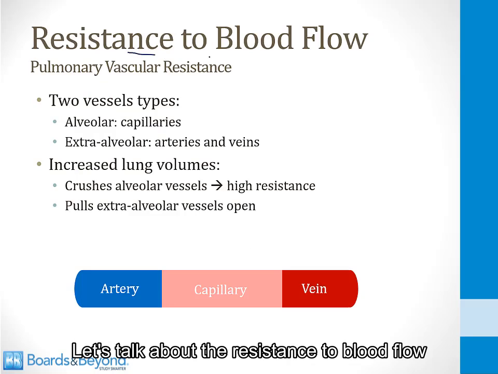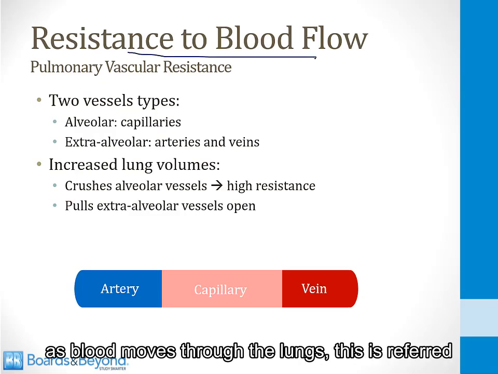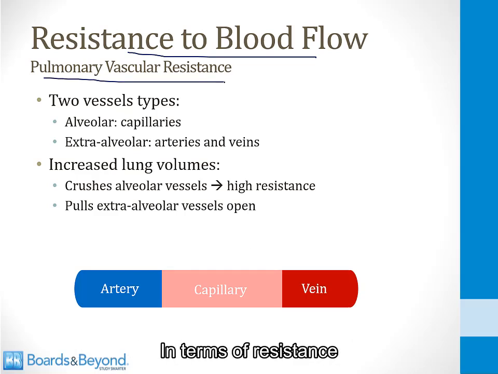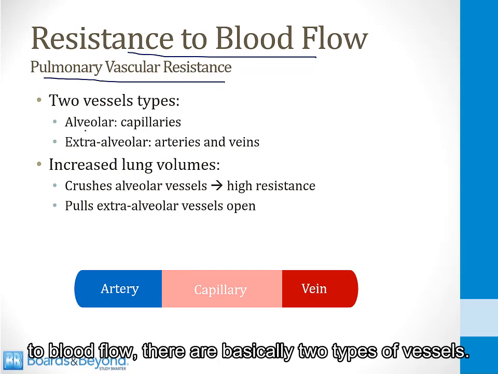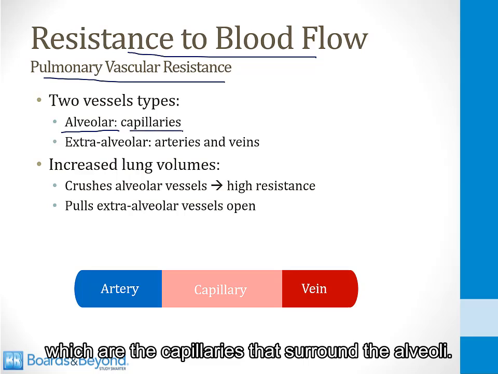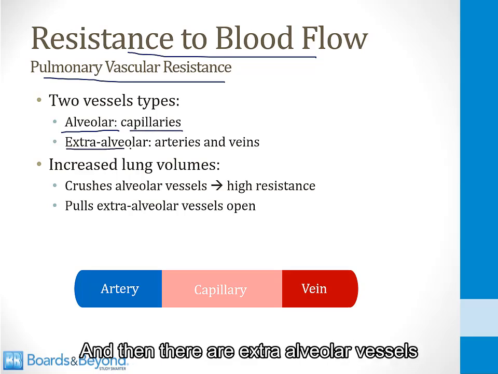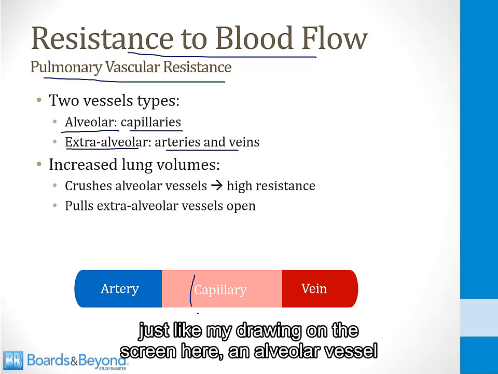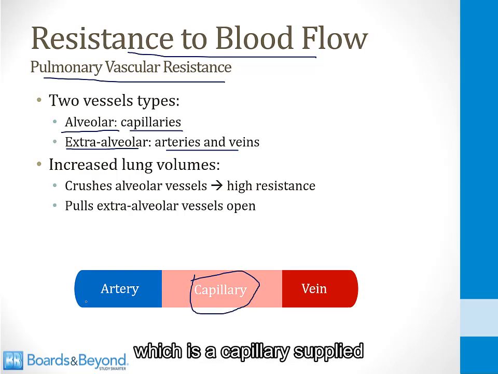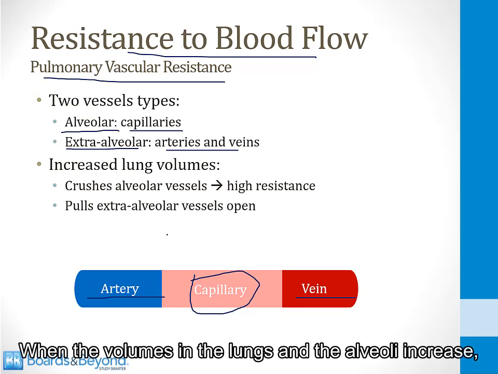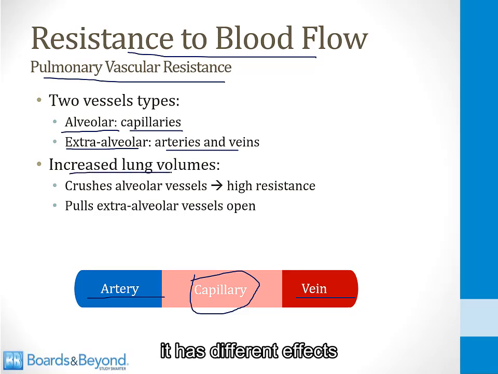Let's talk about the resistance to blood flow as blood moves through the lungs. This is referred to as the pulmonary vascular resistance. In terms of resistance to blood flow, there are basically two types of vessels. There are alveolar vessels, which are the capillaries that surround the alveoli, and then there are extra-alveolar vessels, which are the arteries and veins that supply blood to the alveolar capillaries. Just like my drawing on the screen here, an alveolar vessel, which is a capillary supplied by an artery and drained by a vein.